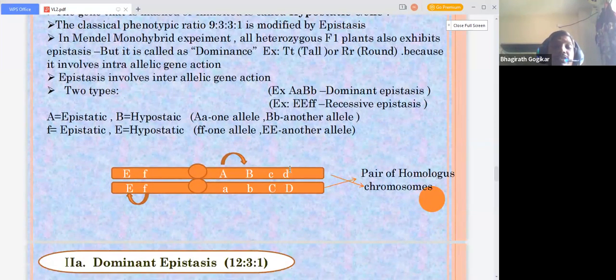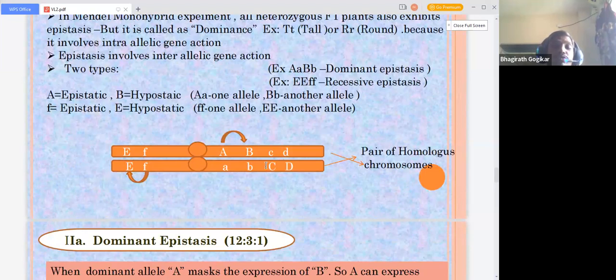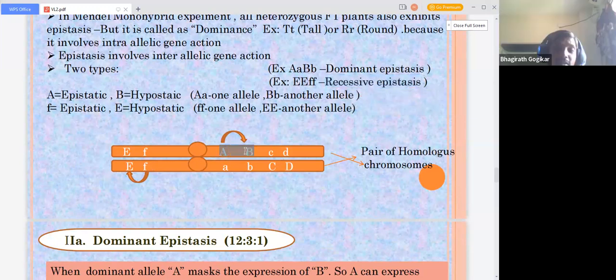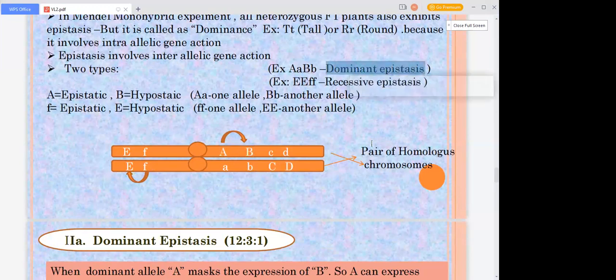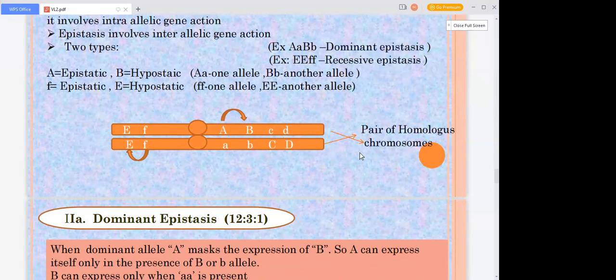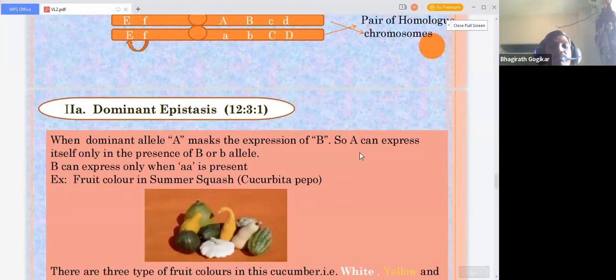Is it clear? See here, a pair of homologous chromosomes are there. So this f gene masks the capital E gene character, which comes under what? Recessive epistasis. This one is the example of dominant epistasis. Dominant epistasis and recessive epistasis. Is it clear? Okay. Next, first we can go for dominant epistasis.